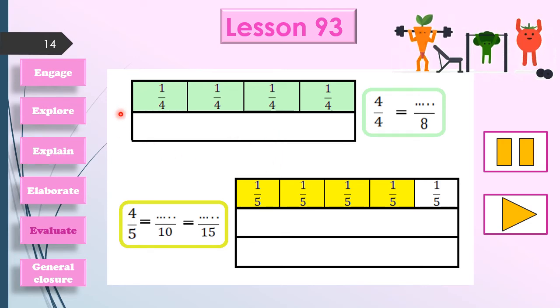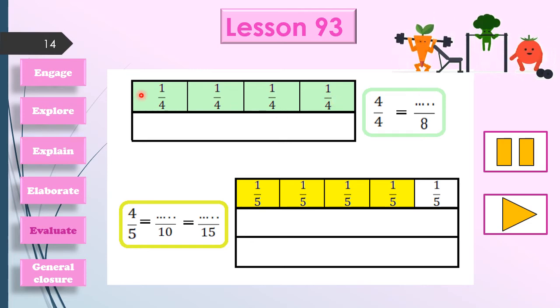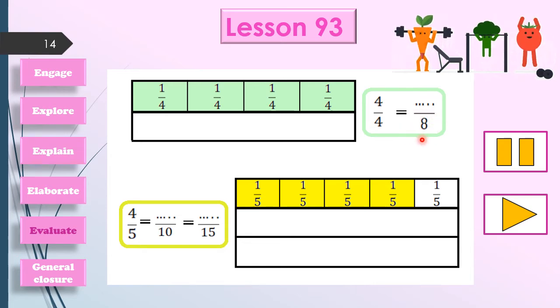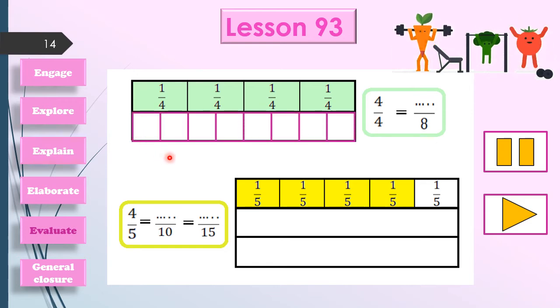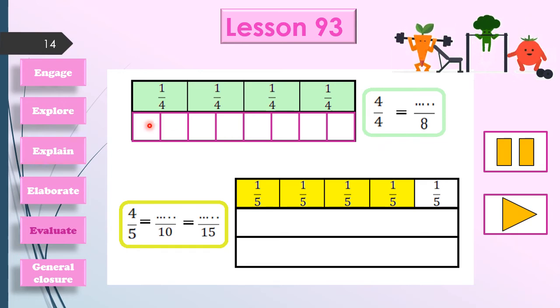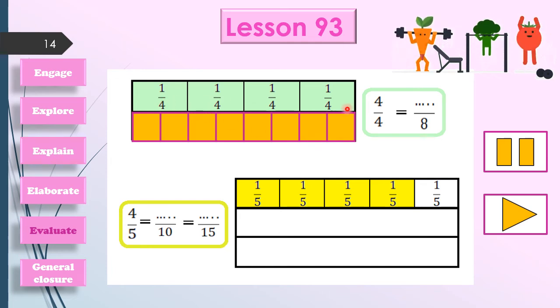Here we have our fraction strip. Here, 4 fourths: 4 parts are colored out of 4. Now let's look at our denominator here. It will be 8. Then I will divide this fraction strip into 8 equal parts like this. Then I will color how many parts? Let's discover it. It will be 8 equal parts because 4 fourths are colored already.